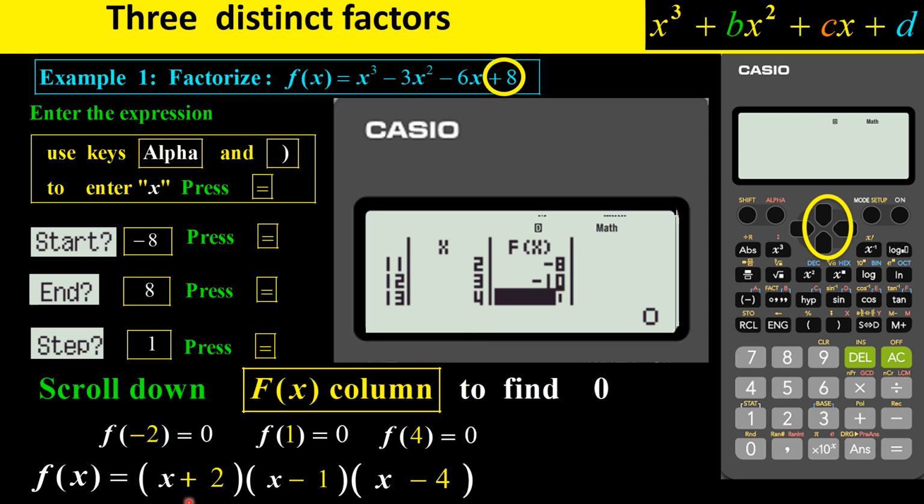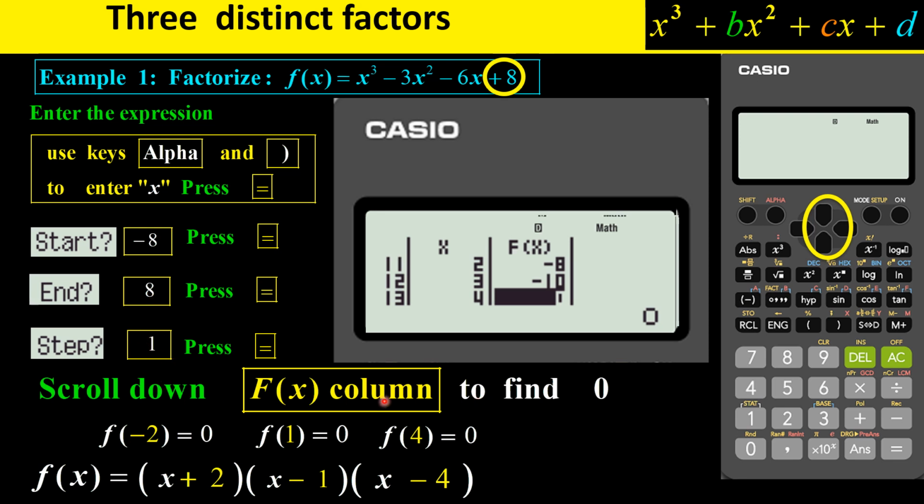Quick check. 2 times negative 1 is negative 2. Negative 2 times negative 4 is positive 8. Okay? So just briefly there, once you've entered your expression, you press start. Now it will ask you what your range would be. The range you would get there would be between negative 8, and it will end at 8. So it's start at negative 8, end at 8. And always make your default step 1.